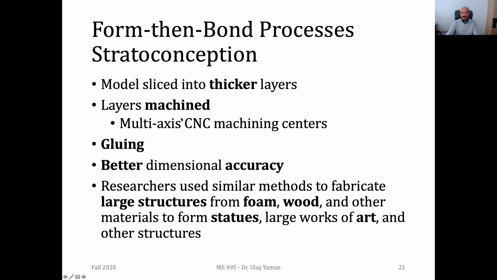You need to obtain these layers by using CNC machinery and then put them on top of each other, glue them. But for better dimension accuracy, you need to have obviously some high quality CNC machining centers. If you just use a router, then your accuracy will be quite low. And most of the actual statues, some of the artworks, are done with the help of this concept, which is called subtle conception.